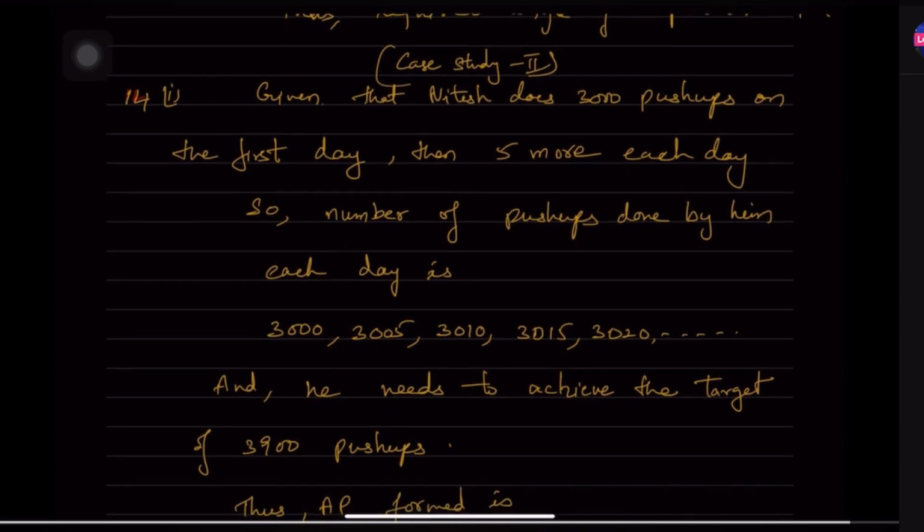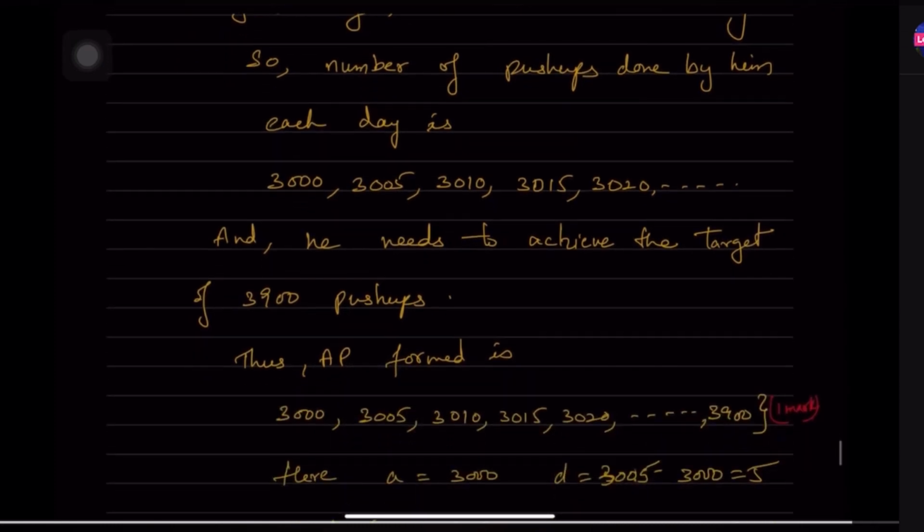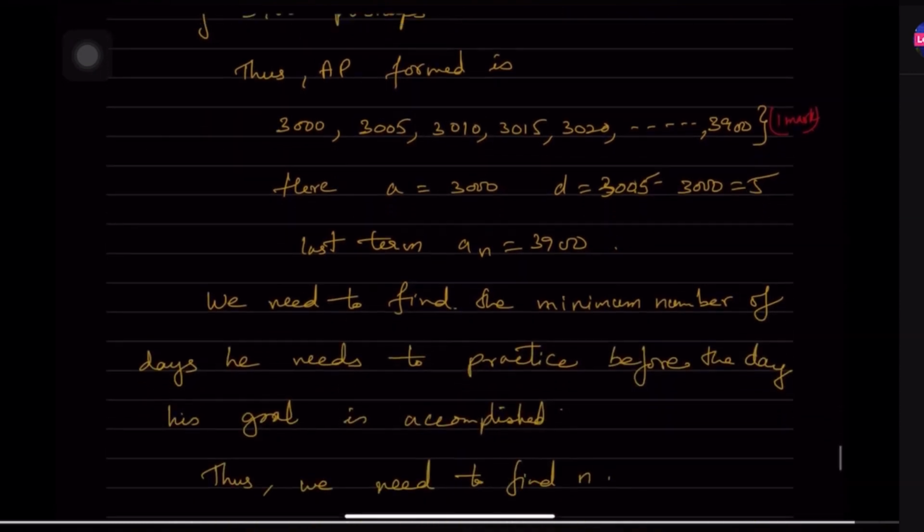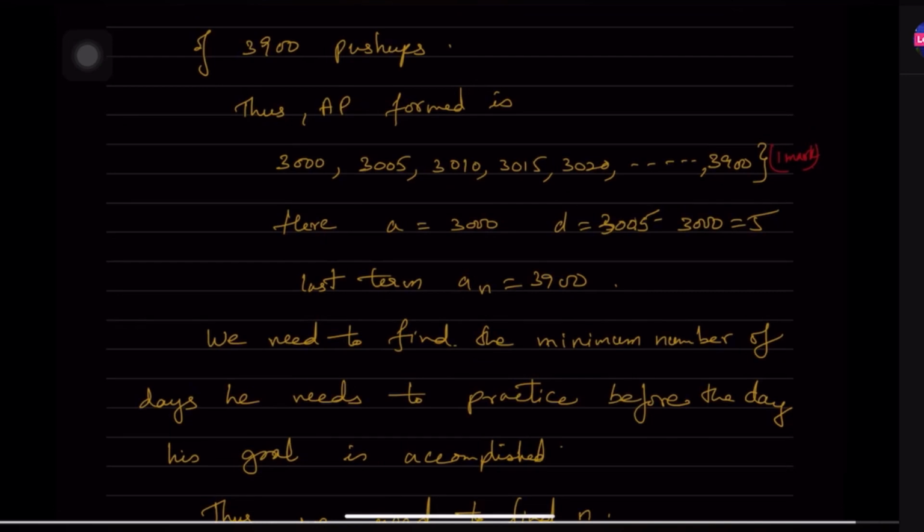So given that Nitesh does 3000 push-ups on the first day, then 5 more each day. So number of push-ups done by him each day is 3000, 3005, 3010, 3015 and so on. And he needs to achieve the target of 3900 push-ups. So AP formed is 3000, 3005, 3010, 3015, 3020 and so on. So 3900 is the last term. So A is equal to 3000, D is equal to 3005 minus 3000, which is 5, the common difference. The last term, that is L, is equal to AN is equal to 3900.